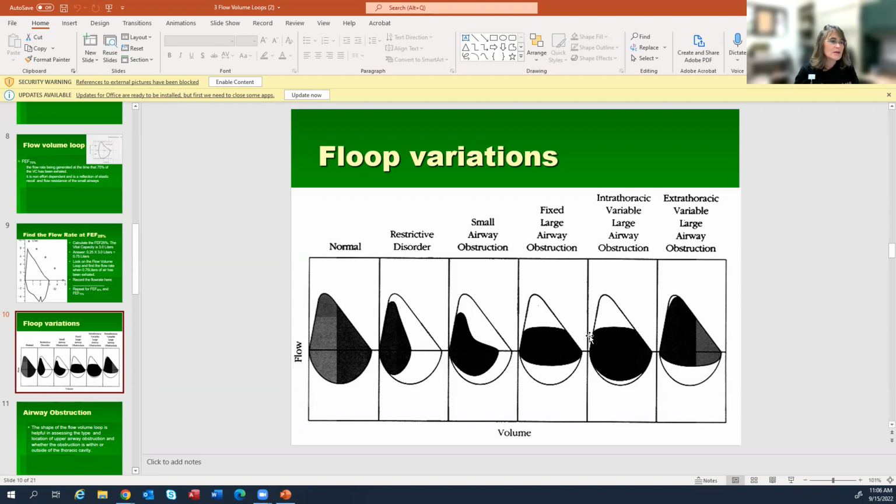Here we're seeing low flows when the person's trying to blow their air out, but they can breathe in really well. And this is an example of something occluding the airway during exhalation, but it's not occluding the airway when they breathe in. And because of the difference with exhalation and inspiration, it's called variable.